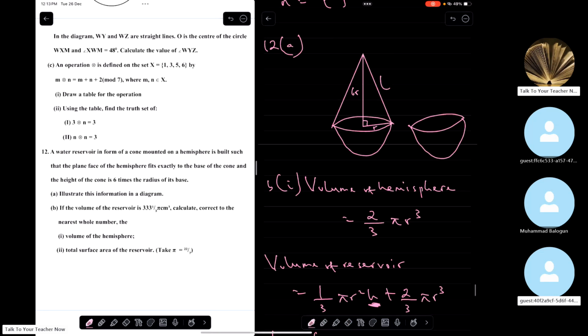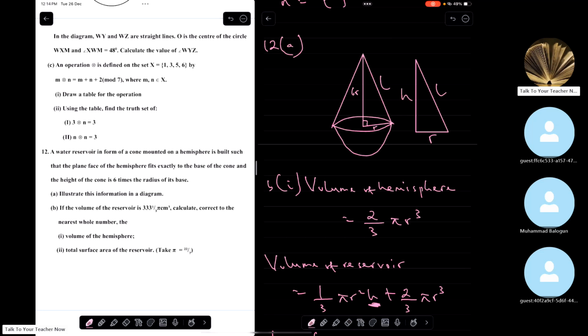From the cone, how do we find L? This is how you find L. Just bring out this right angle triangle. So L is the slant height, this is the height H, and this is R. We already know the height is 6R, right? So that will be 6 times 5, 30. While R is 5 centimeters.